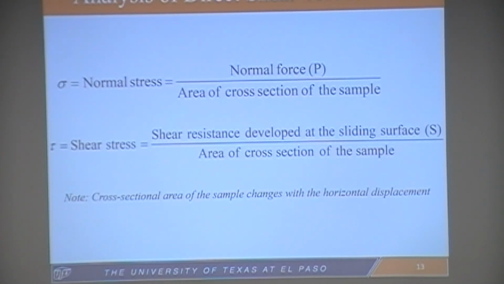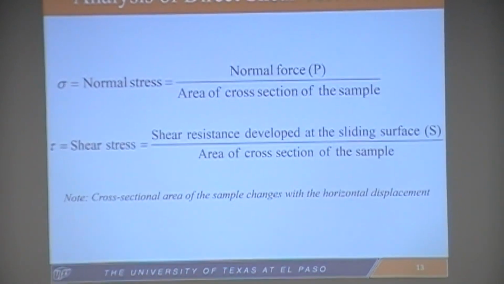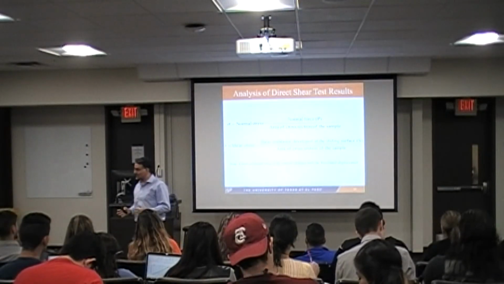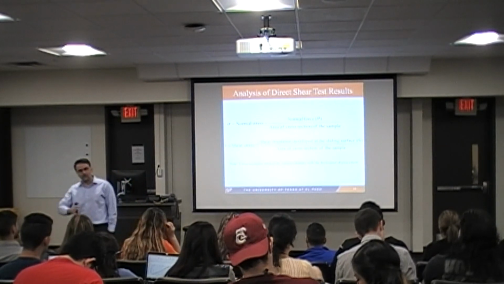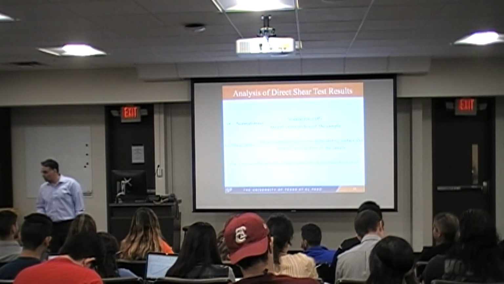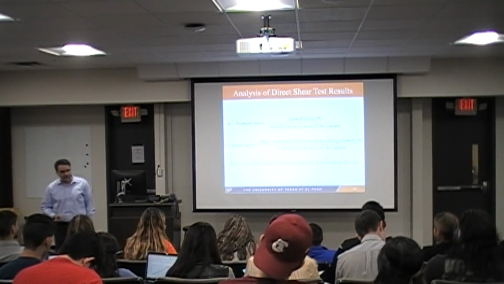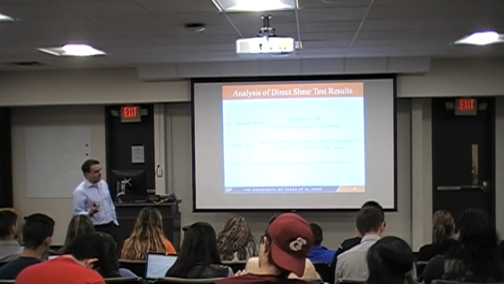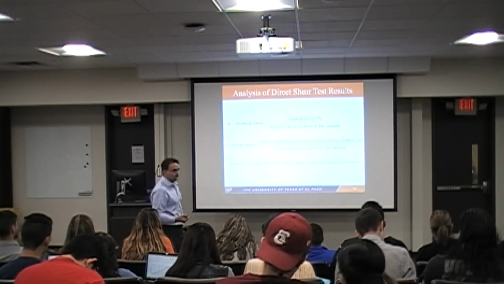And these are the only two equations that you need to know in order to calculate that. And it's very simple. It just basically tells you to divide the force by the area, and you know how to do that. You get those values, and based on that information, you can develop your Mohr-Coulomb failure envelope. And the objective would be the C value and the phi value.